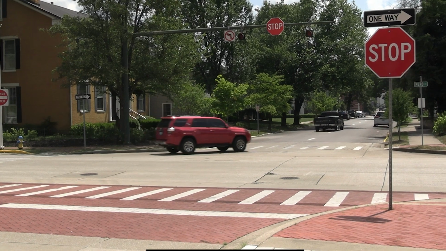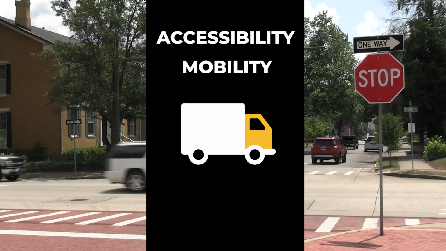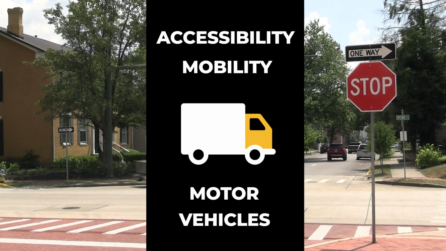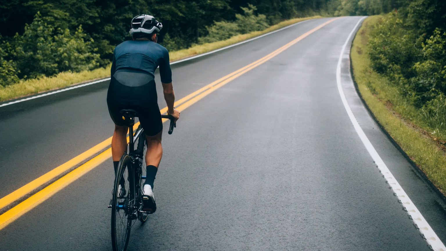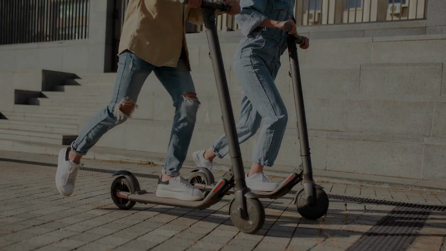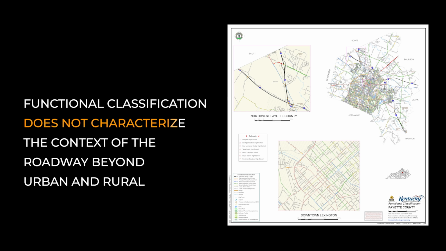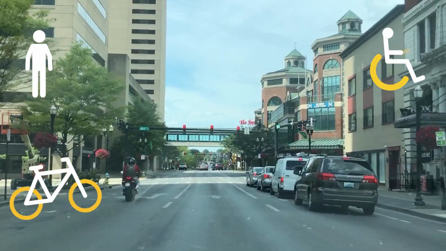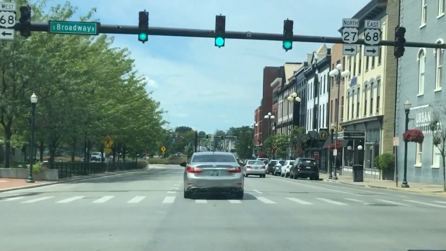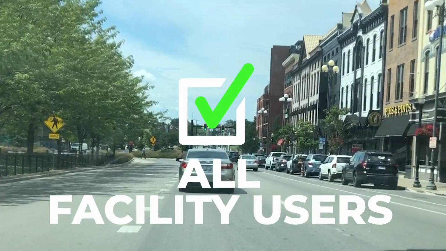This system focuses primarily on the accessibility and mobility of motor vehicles and does not explicitly address the needs of multimodal users, such as pedestrians, cyclists, or people on scooters. Functional classification does not characterize the context of the roadway beyond urban and rural. The context classification system takes into account all modes of travel and users, and allows for designing appropriate solutions that consider the needs of all facility users.